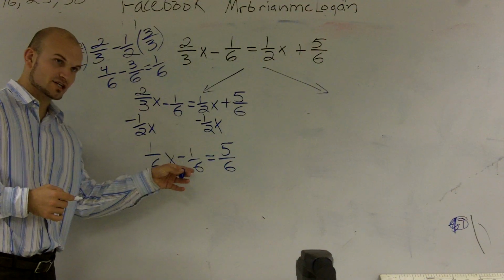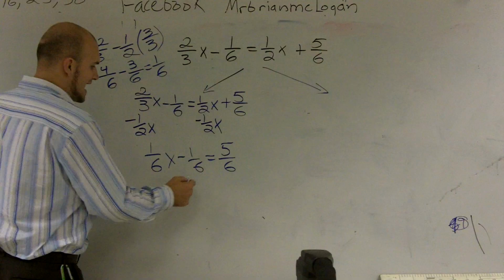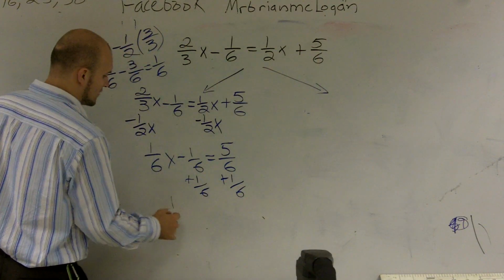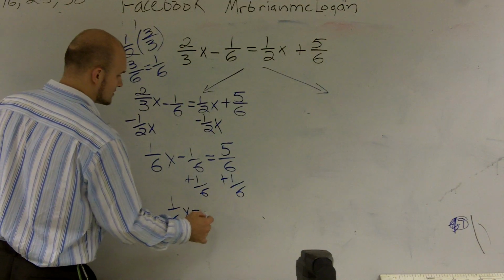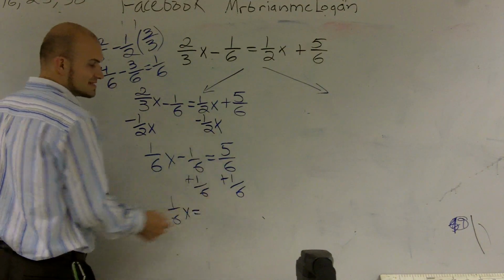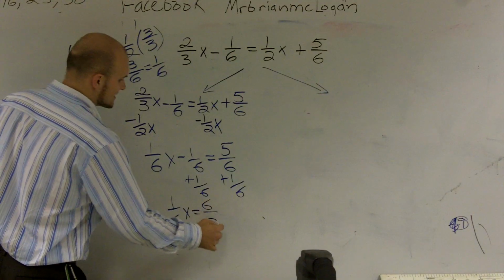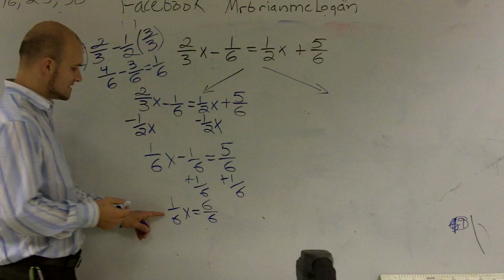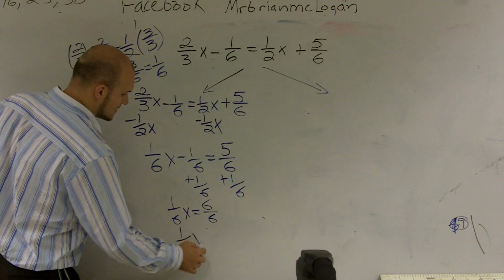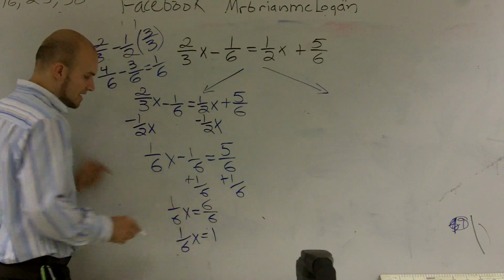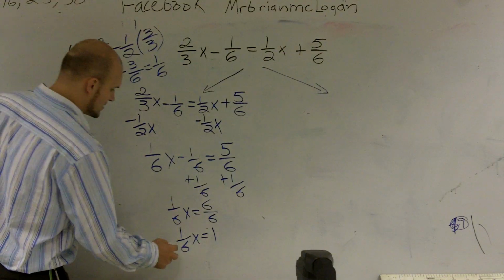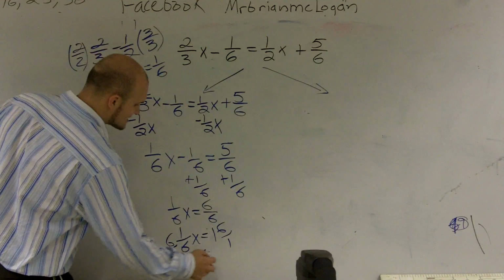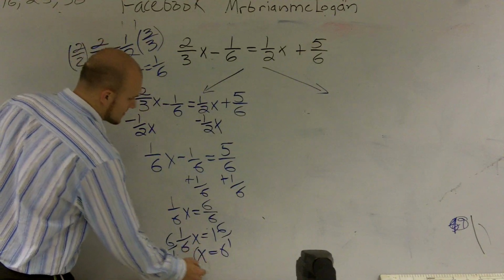Then I need to get rid of this fraction. So I need to add 1/6 on both sides. So therefore I have 1/6 x equals 5/6 plus 1/6, which is going to give me 6/6, which is equal to 1, right? So now what I really have is 1/6 x equals 1. To get rid of this fraction, I can multiply by the reciprocal on both sides, and what I obtain is x is equal to 6.